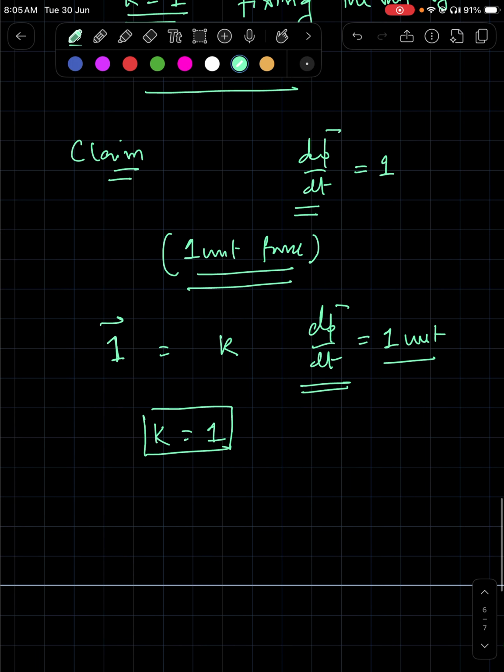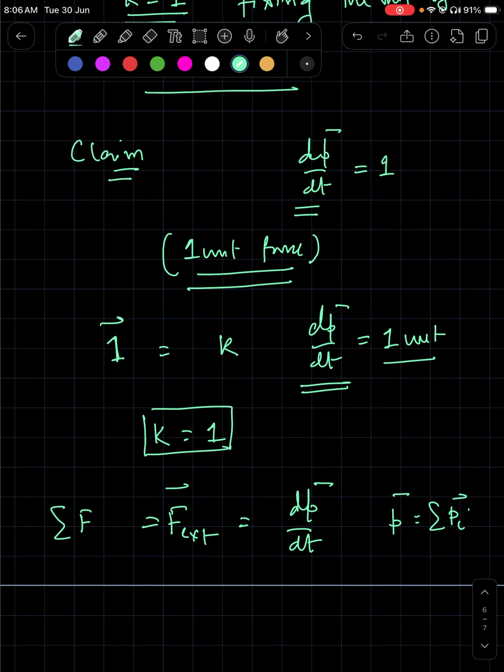So now this law becomes a simple equation. The total external force is equal to dP/dt. And here you have to remember P is the total P, if a system of particles is considered. And this force is the total F, the total external forces acting on them. So it is a resultant of the external forces acting on the particle or system of particles.